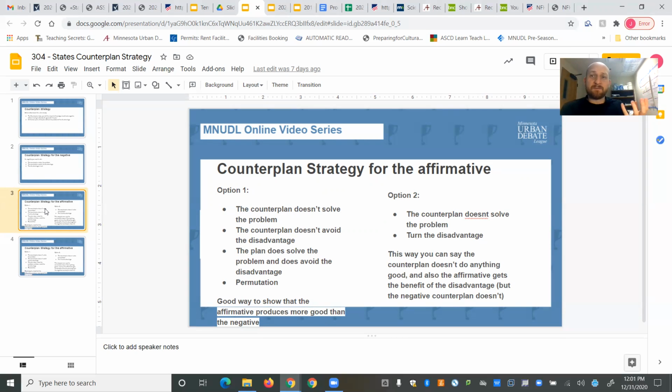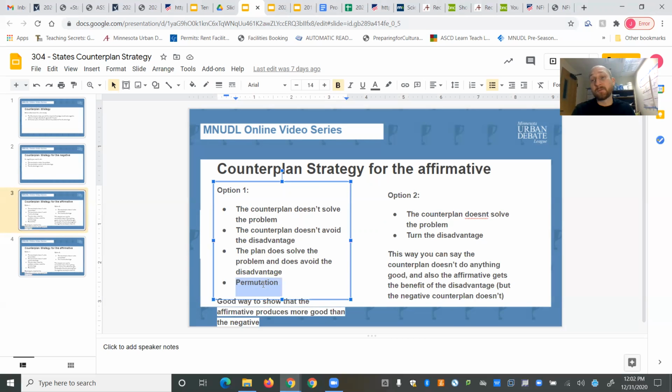So if they're disagreeing with the affirmative, those arguments also hurt them on the negative. So it should be really easy to go back to the plan and say, hey, we said we would solve all these problems. They don't really disagree. And then the fourth thing you need to do is make a permutation.